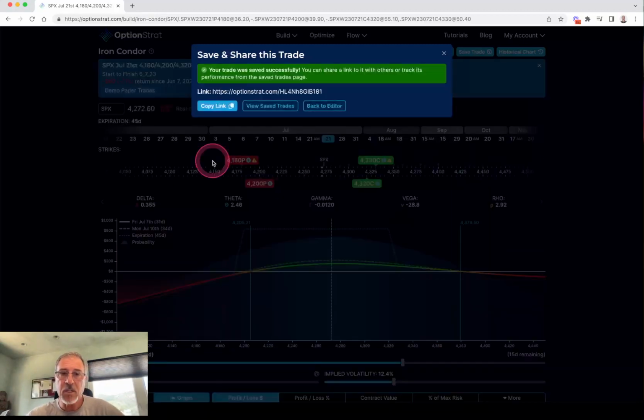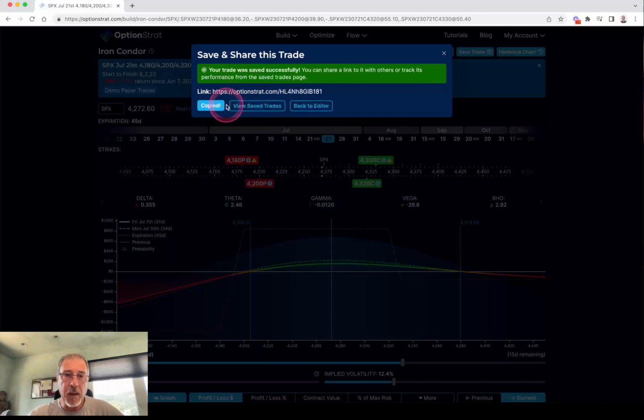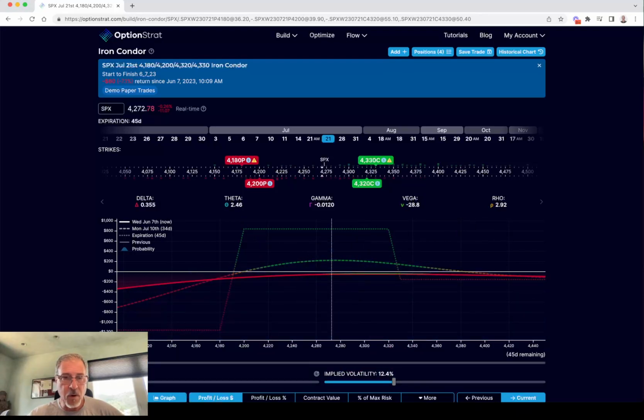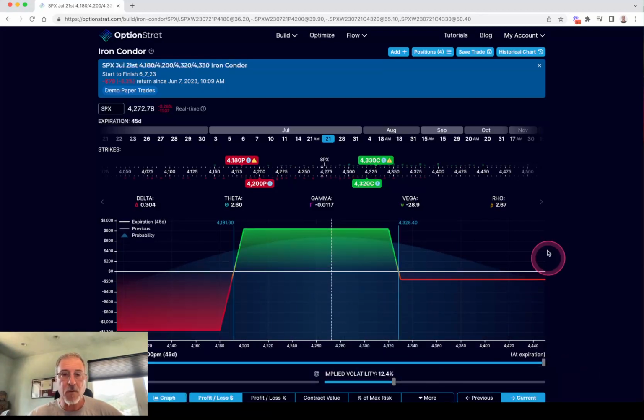So let me go ahead, save this trade, and I will copy the link and paste it down below in the comments section so that everybody can take a look at that. And let me just scale this back here to where we're at now. So there we are at the start of our trade, and we'll just see how this progresses from there.